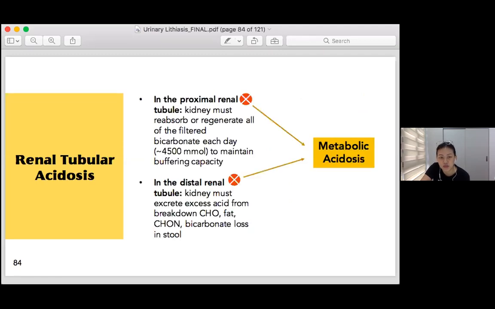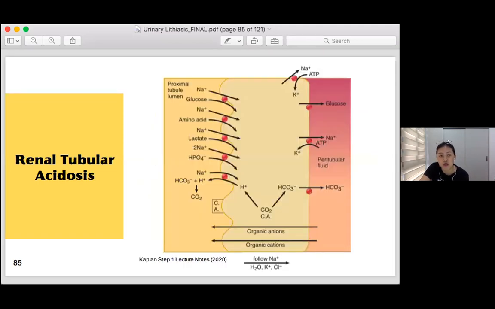for the nephrologist. So acid-base balance is maintained by the kidney through several mechanisms that involve the proximal and distal nephron. And a defect in either bicarbonate reabsorption or acid excretion can lead to metabolic acidosis. So this is an image of the proximal renal tubule.